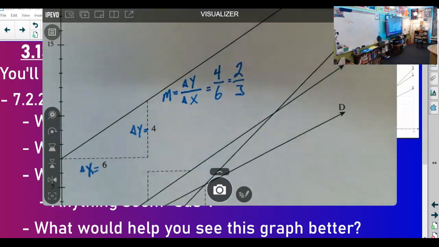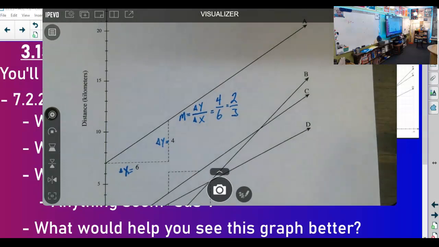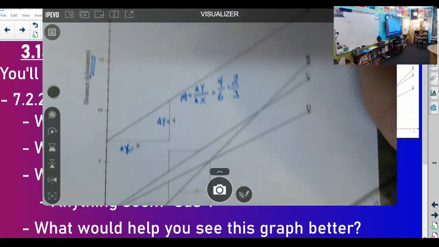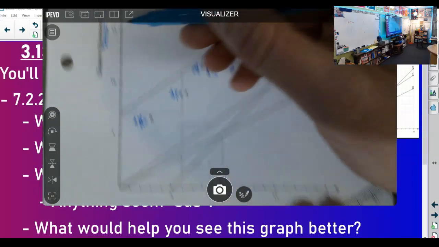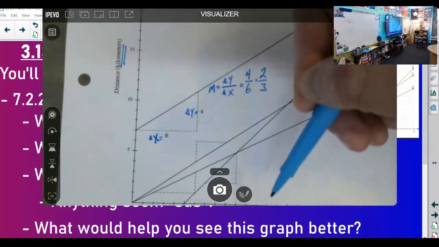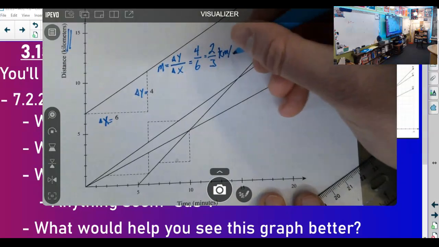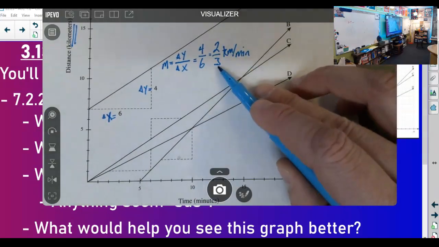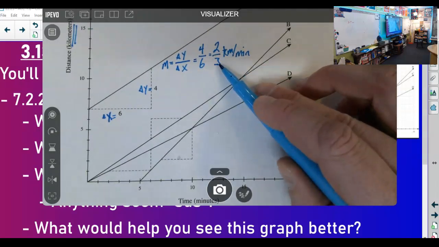What would our label be? Labels are important. What was your Y label? What was your X label? So the label we're going to have is kilometers per minute. So 2/3 kilometers per minute. Or the other way to say that is 2 kilometers every 3 minutes. Right? 2 kilometers every 3 minutes.